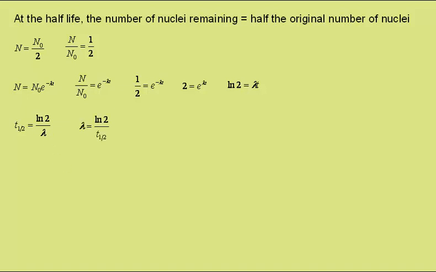So also we can find that the decay constant is equal to the natural log of 2 divided by the half-life. Make sure that you give the half-life in seconds. It will often be given in a question in minutes, hours, or even years.